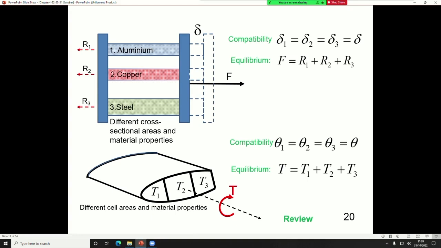Any question on slide 20? It's just a review slide. So we move on to slide 15.